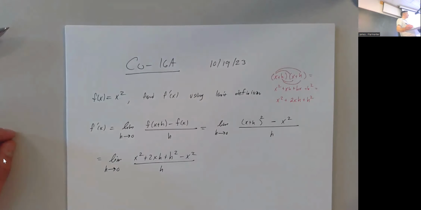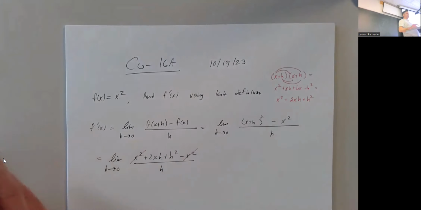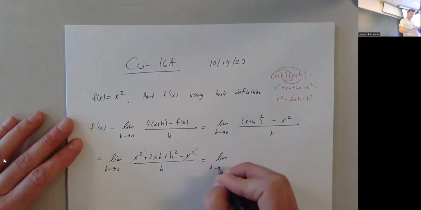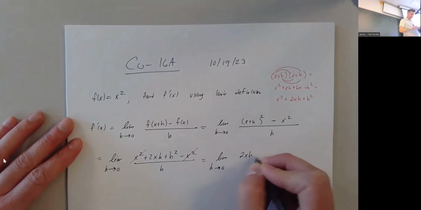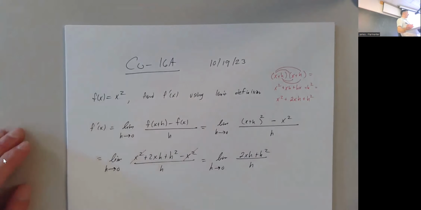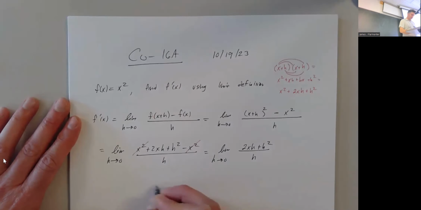Now what? Right. As is typical, right? We expect the things that don't have h's in them to cancel out. So then we're left with the limit as h goes to 0 of 2xh plus h squared all over h. You can factor out an h from the top here, or you can just go straight to saying, I'm going to divide each thing by h. I'll show you the skip step in a second here.